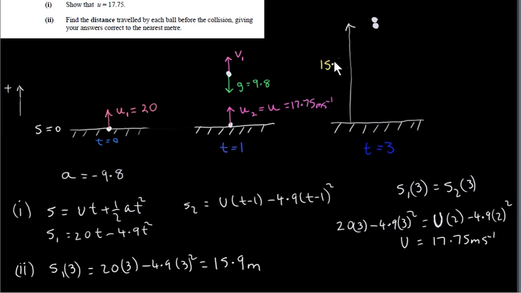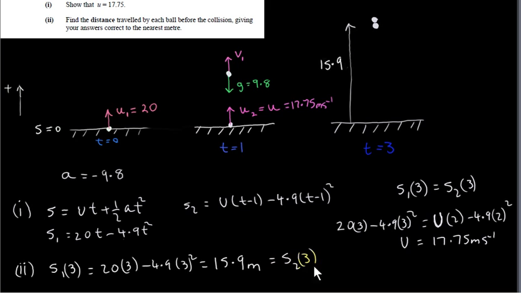Now, is that the correct answer? Is that the distance travelled by each ball? Well, it's possible that the first ball reached the maximum height and started to fall down again before the second ball collided with it. In that case, the first ball has travelled a greater distance than 15.9. So the first ball could have gone up, reached its maximum height, and started to fall down before the second ball collided. The second ball would have covered a distance of 15.9.